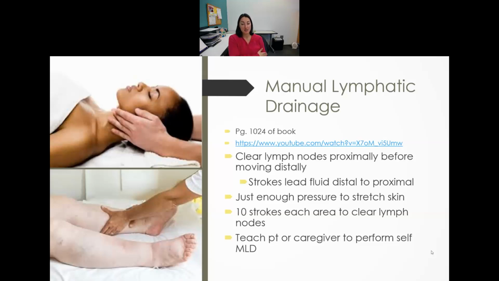And we teach the patient or their caregiver to do this for the patient as well, because it needs to be done at least daily. Ideally, this would be done every day, maybe even a few times a day if possible, but at least every day. And most of the time, insurance won't cover us seeing them every day. So they need to know how to either do it themselves or have a caregiver perform it.